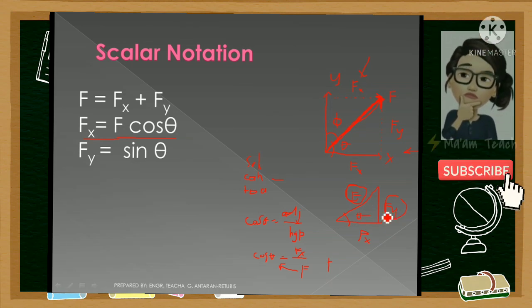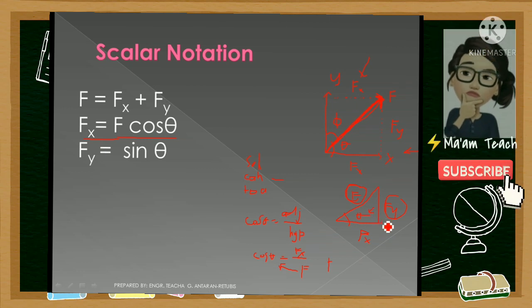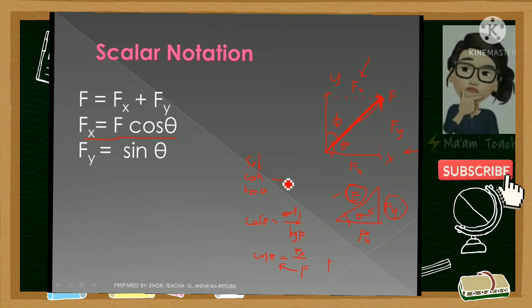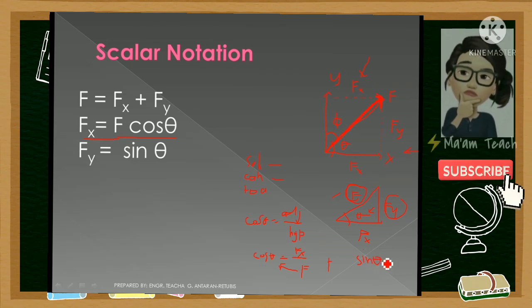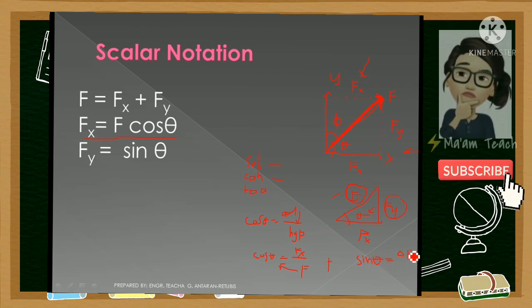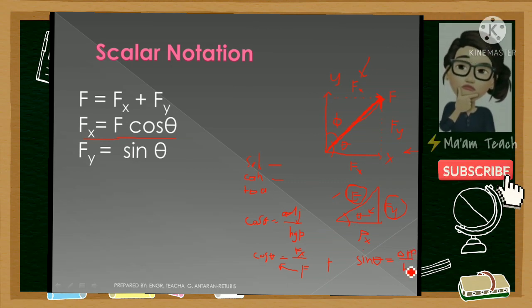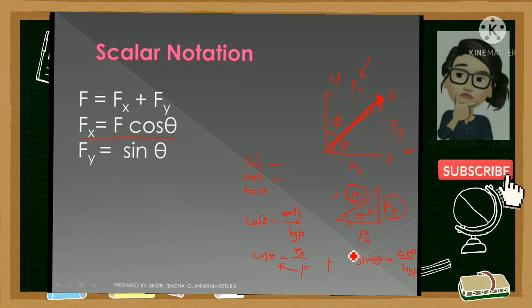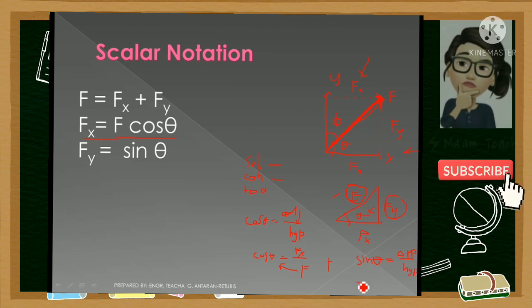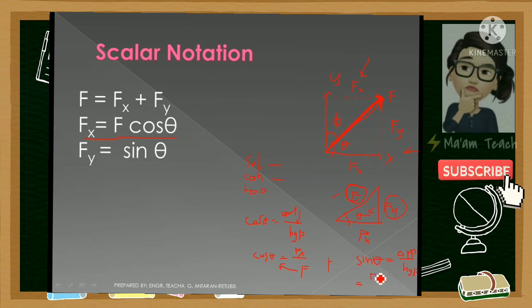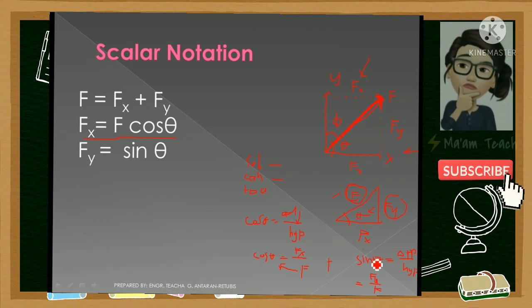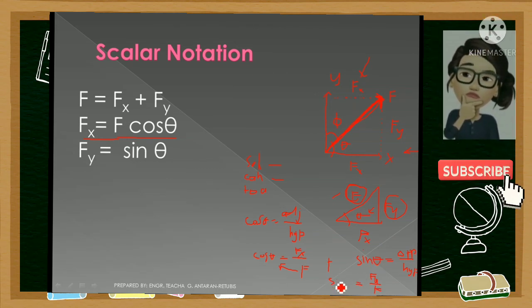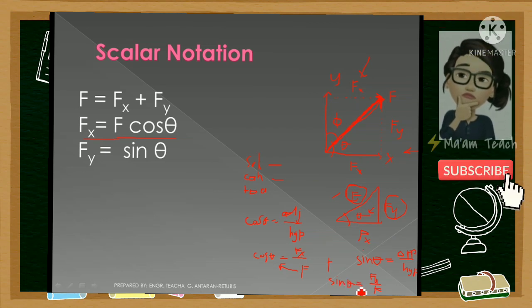So since this f sub y is opposite our angle and we are given the hypotenuse, obviously the trigonometric identity to be used is sine: sine theta is equal to opposite over hypotenuse. In this case, our opposite side is your f sub y, or your y component, and your hypotenuse is your force.